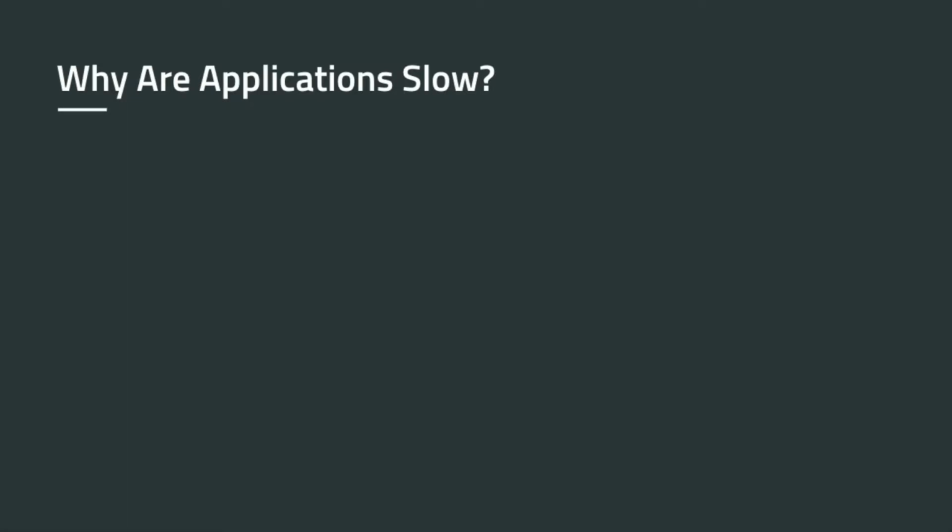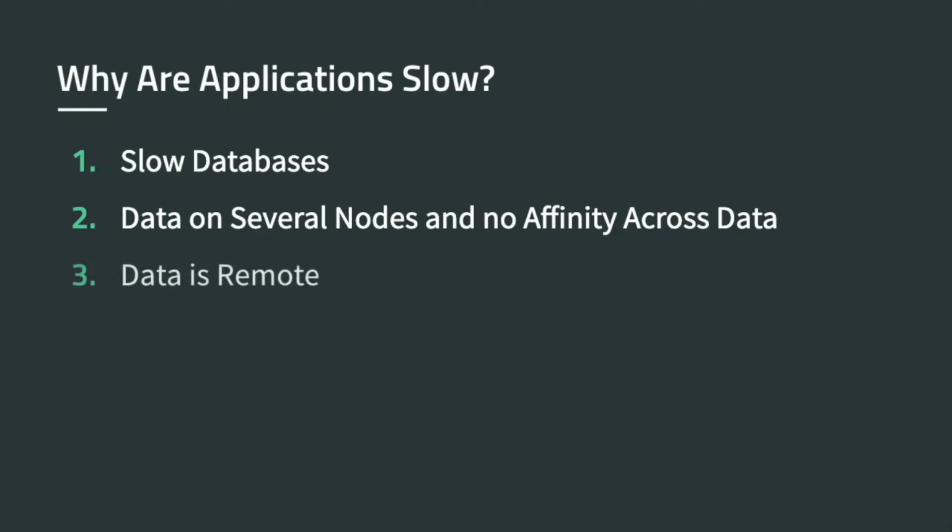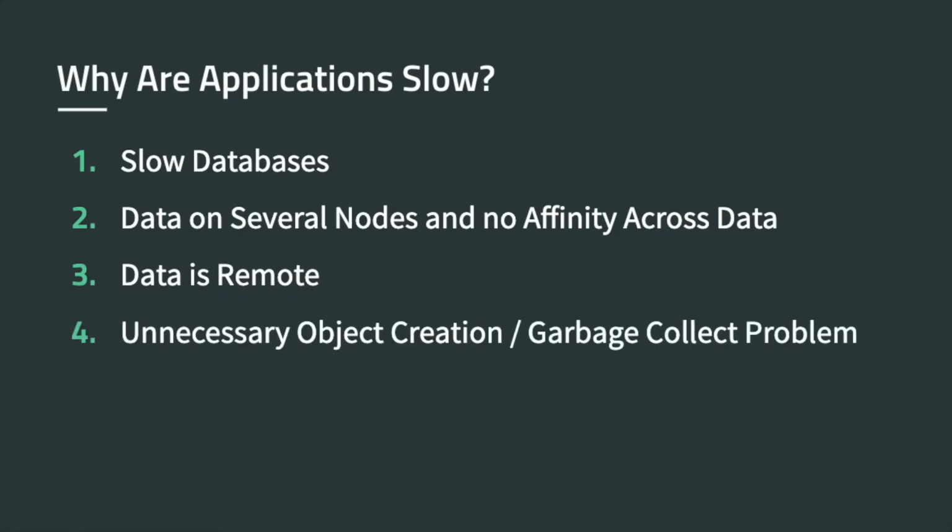So why are applications slow? There are a number of reasons for that. Slow databases, of course, very well known. Data on several nodes and no affinity across data. I'm going to explore that a little bit more. Data is remote in some sense. Or maybe we create unnecessary objects and have problems with garbage collection. How many of you use Java? Oh, almost all of you. Okay, so then you know what garbage collection is. That's good. And maybe lack of parallelism.